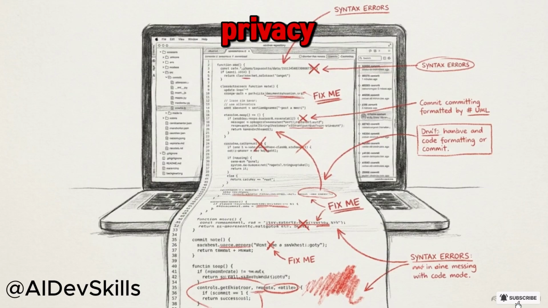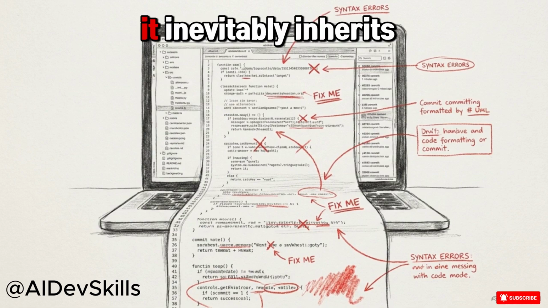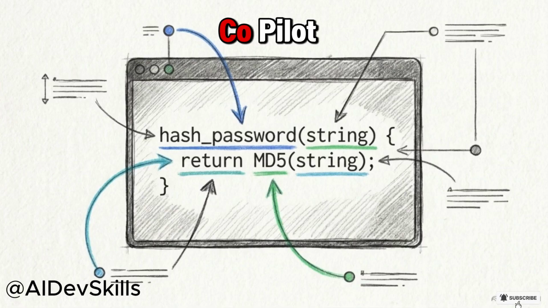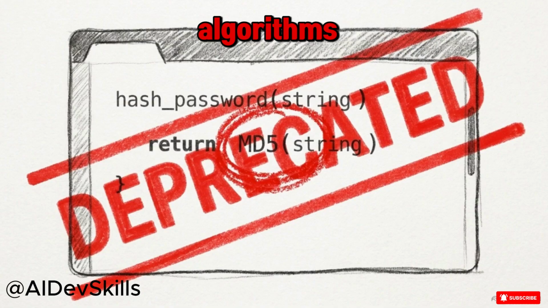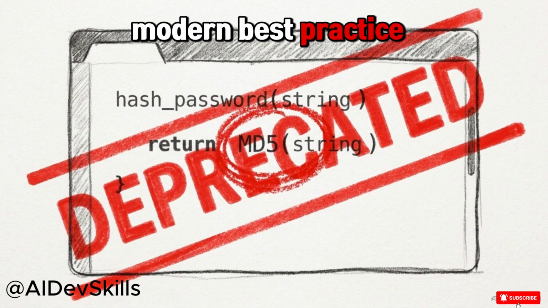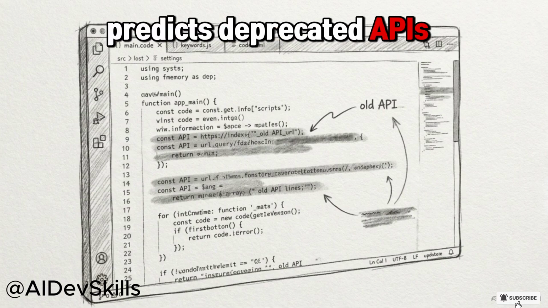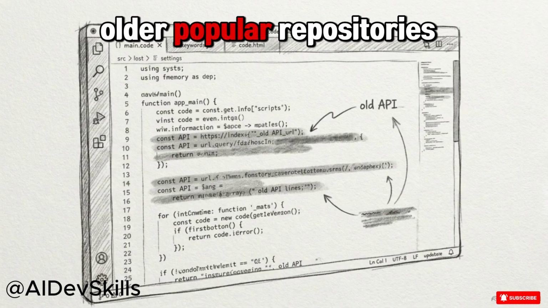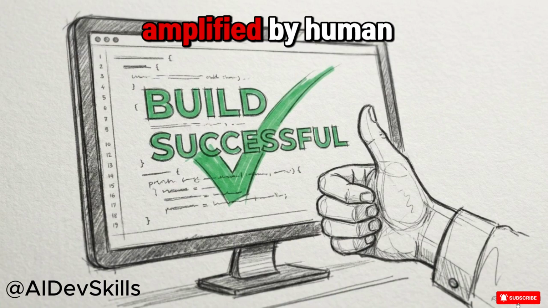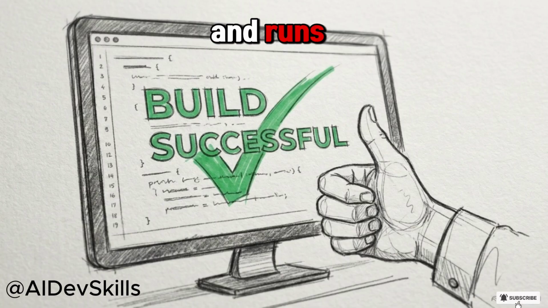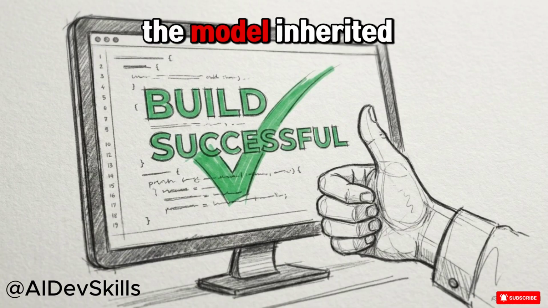Even with strict privacy, we must address the quality of the suggestions. Because the model trains on public code, it inevitably inherits the public's mistakes. This manifests as popularity bias. Copilot often suggests the most common pattern found in its training data, like outdated hashing algorithms, rather than the most secure or modern best practice. Recency bias presents a similar challenge. The model often predicts deprecated APIs simply because they were widespread in older, popular repositories. These biases are amplified by human confirmation bias. Developers frequently accept code that compiles and runs without checking for the subtle logic flaws the model inherited.